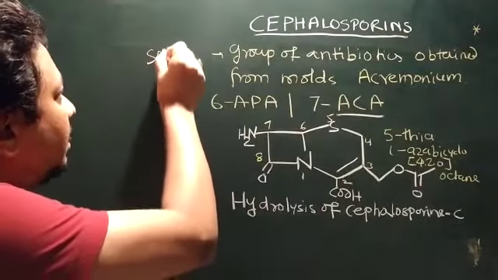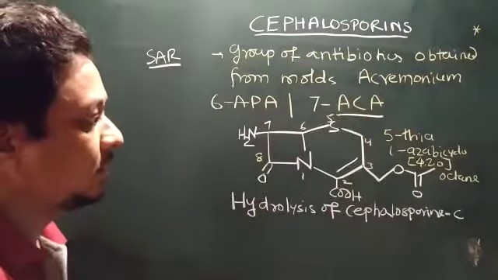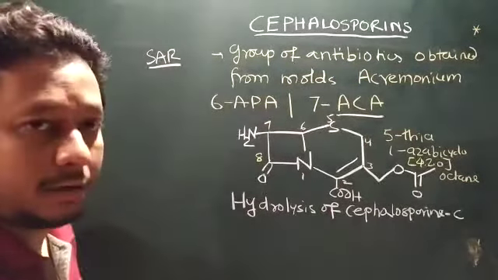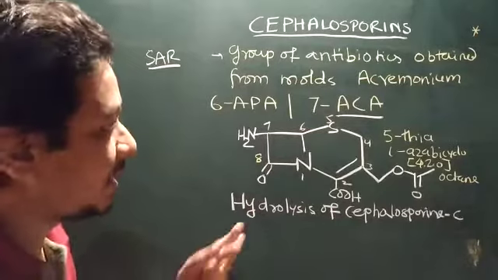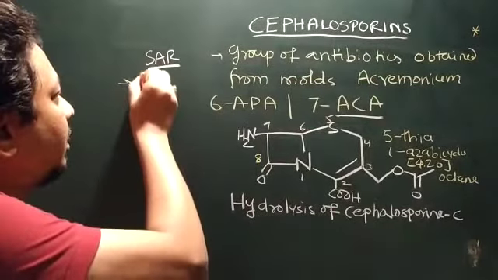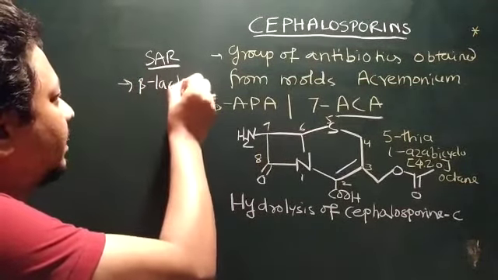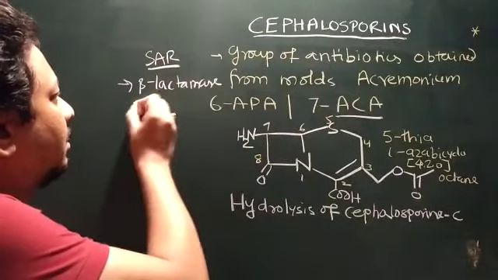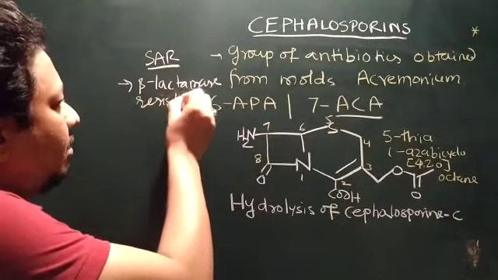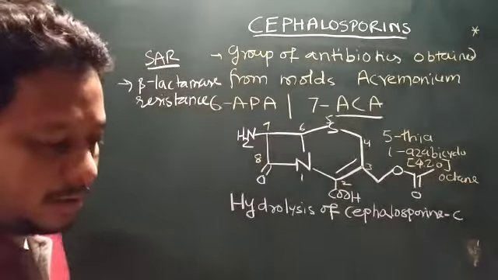SAR. Now the first thing is, cephalosporin is more resistant to beta-lactamase than penicillin. That I have already discussed. I have already told about beta-lactamase resistance, so please refer to our earlier video.